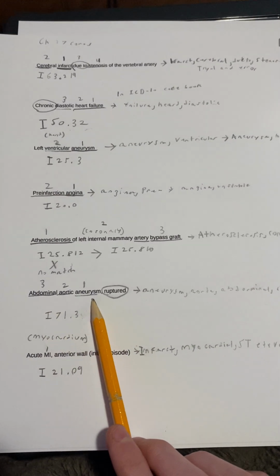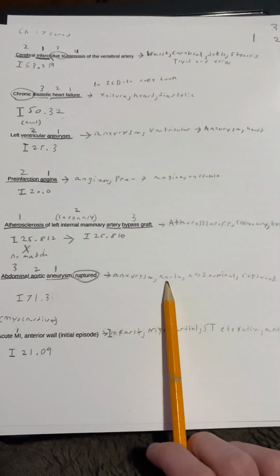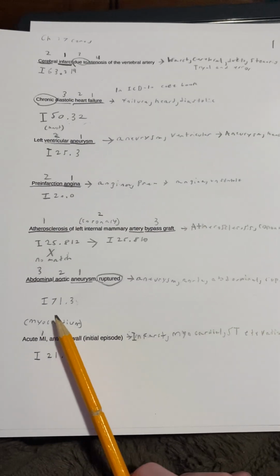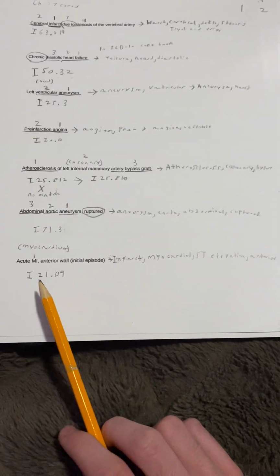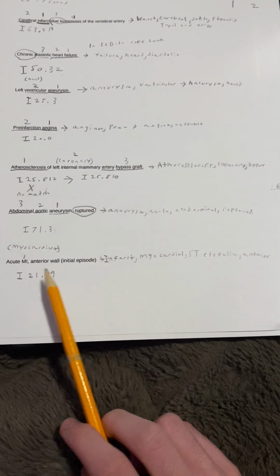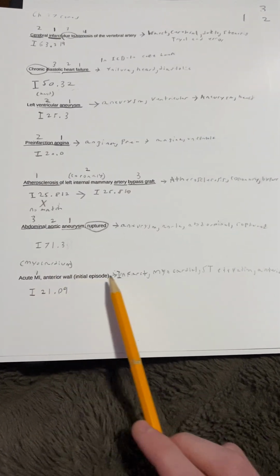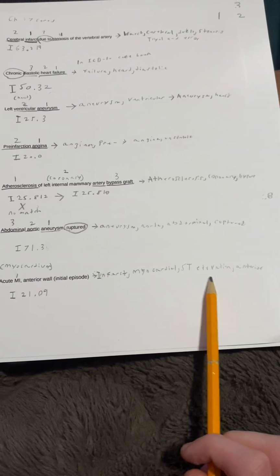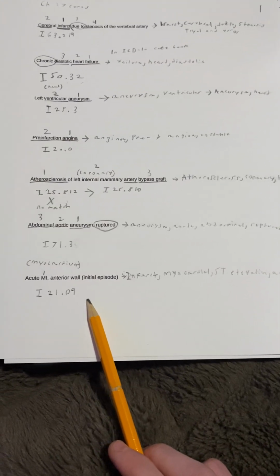Abdominal aortic aneurysm, ruptured. Put aneurysm, aorta, I think, abdominal, and then ruptured, which led me to I71.3. Acute MI, anterior wall, initial episode. So MI is myocardial infarction. So I put infarct, myocardium, ST elevation, anterior, I21.09. To the next page.